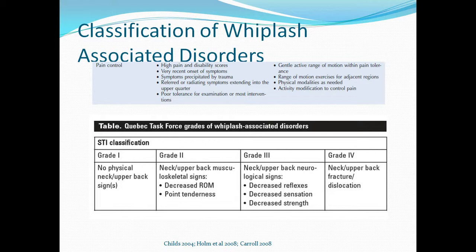For type 1, they exhibit neck complaints with stiffness or tenderness in the neck region and no physical signs of injury. For type 2, they have neck complaints with stiffness or tenderness and some physical signs of injury like point tenderness or trouble turning the head. For type 3, they have neck complaints with stiffness or tenderness and neurologic signs of injury, such as changes to reflexes or weakness in the arms. And then with type 4, they have neck complaints with a fracture or dislocation of the neck.